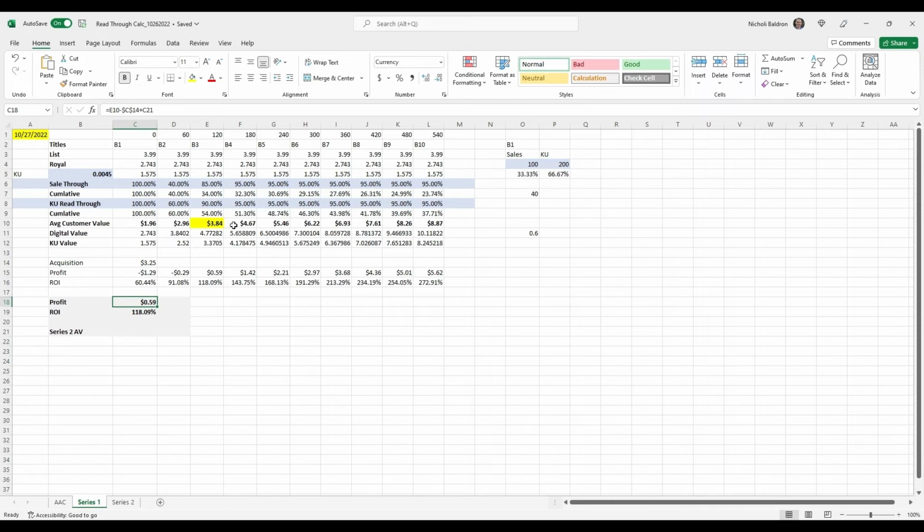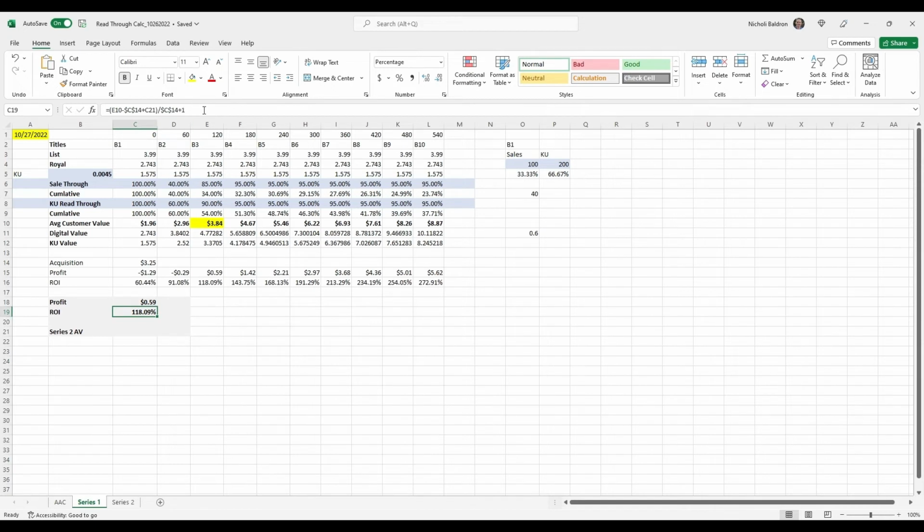And so from this series alone, we have $3.84 minus $3.25 leaves us 59 cents. Now I'm going to pull up my calculator to verify. And that does leave 59 cents.